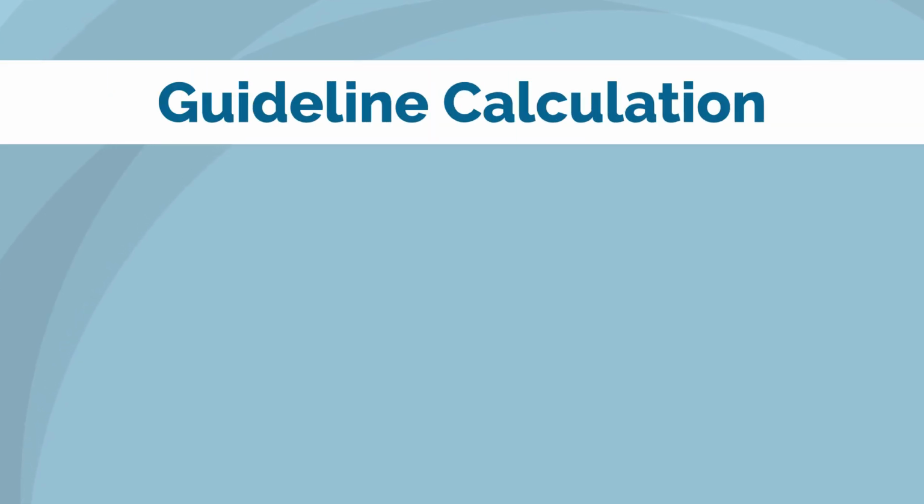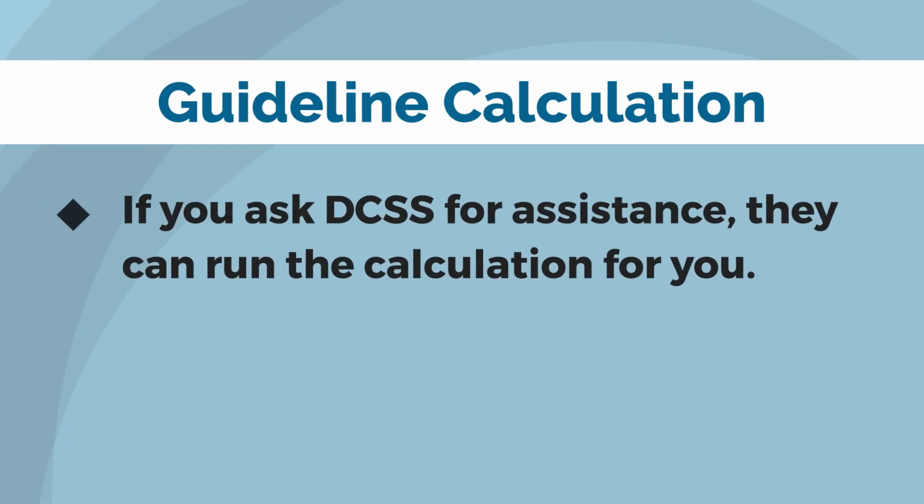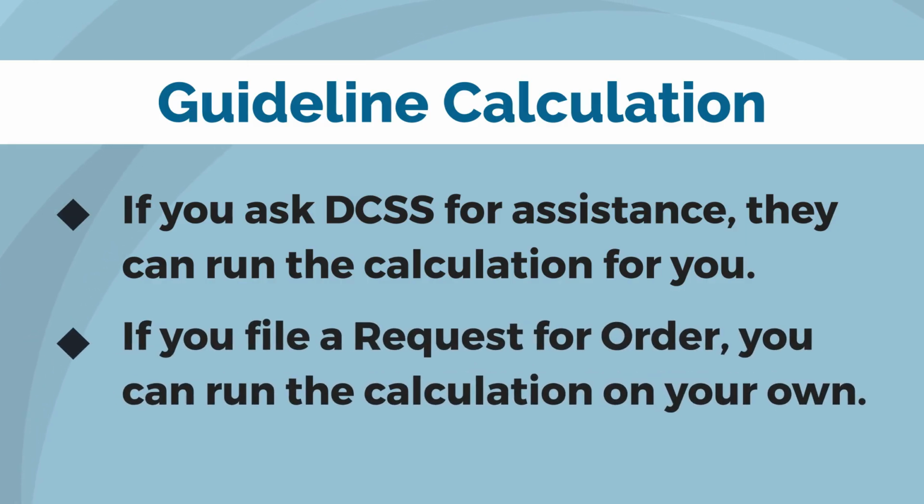If you apply for assistance through the Department of Child Support Services, they will run the guideline calculation for you. If you choose to establish or modify child support on your own through a request for order, you can also run the guideline calculation yourself using the child support website.